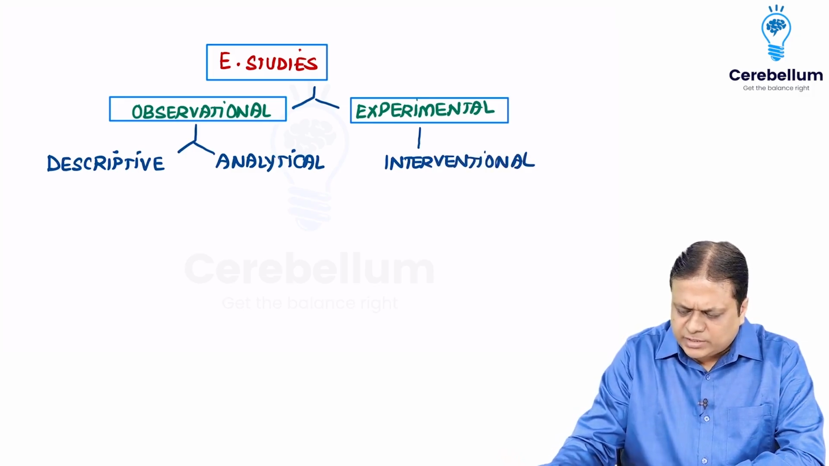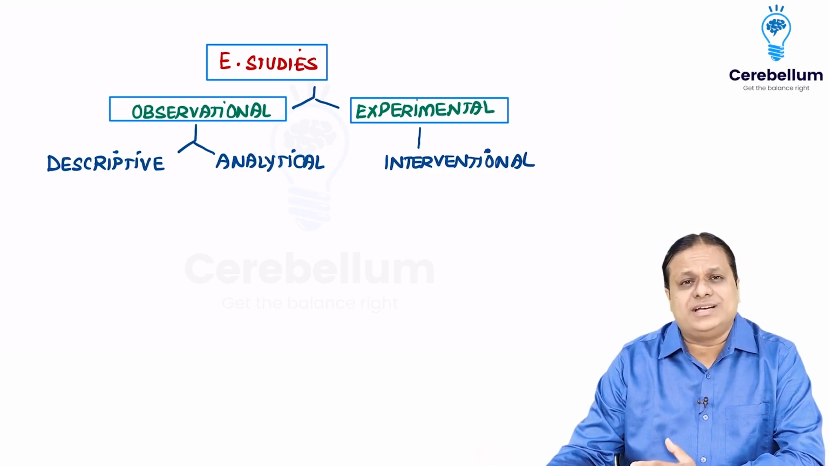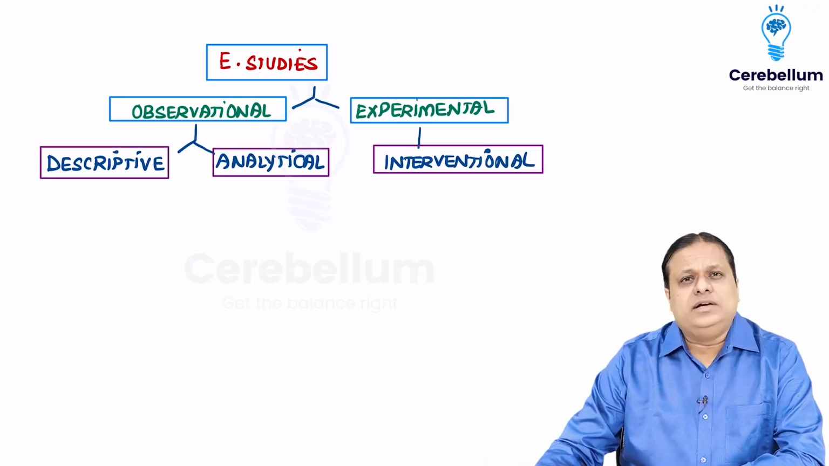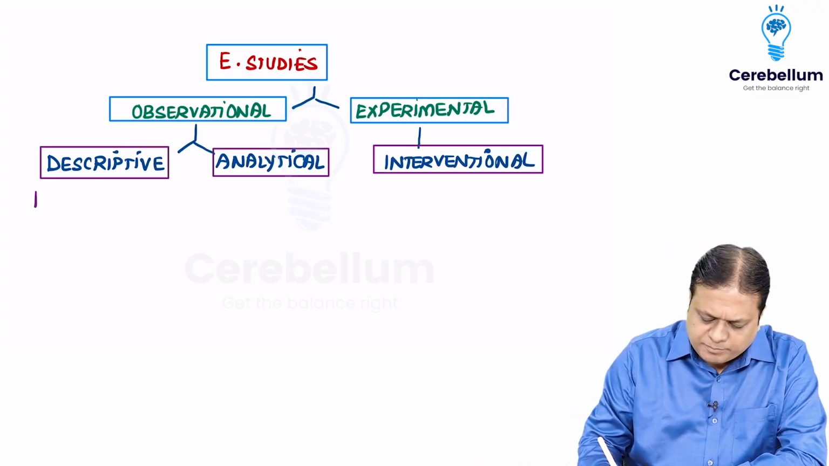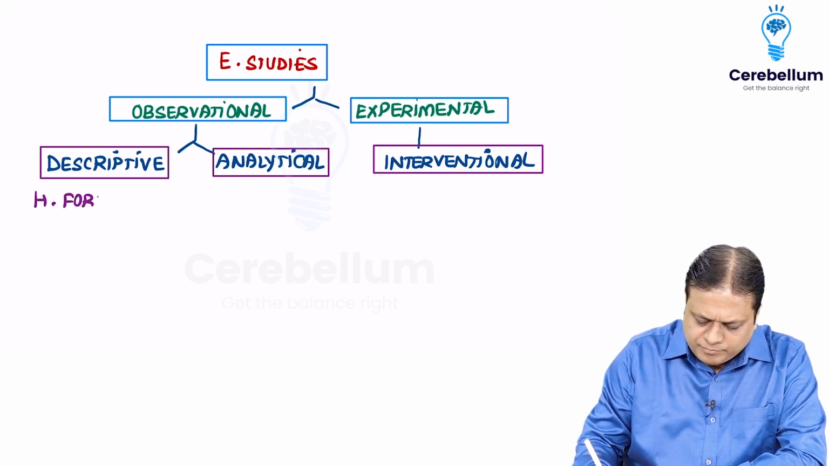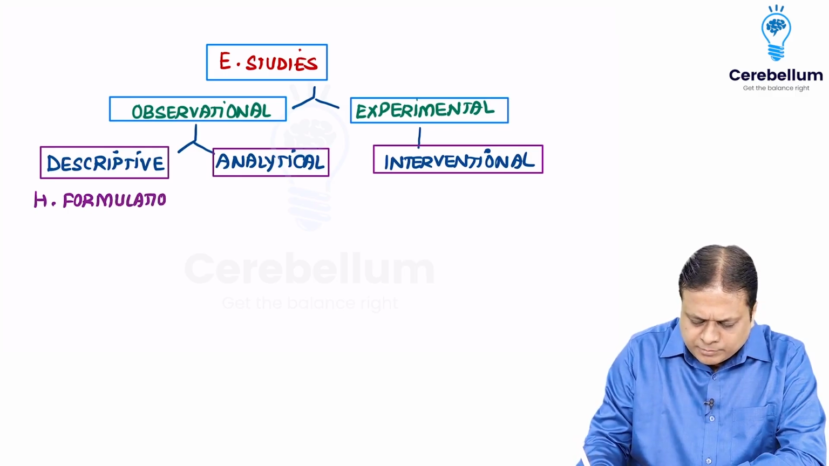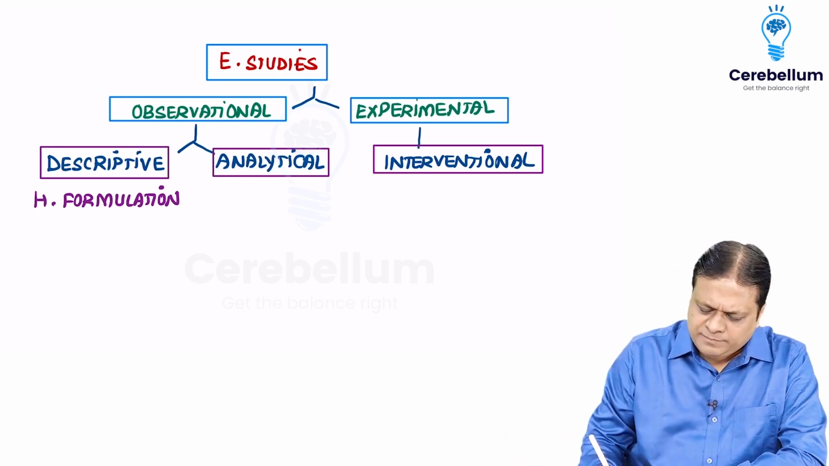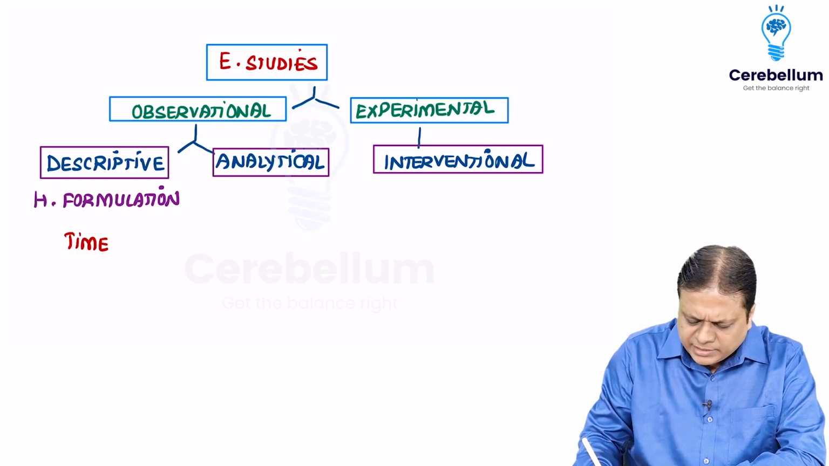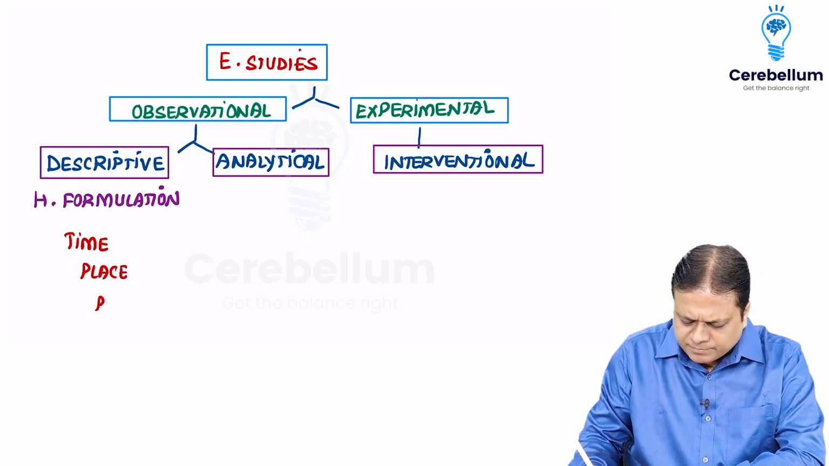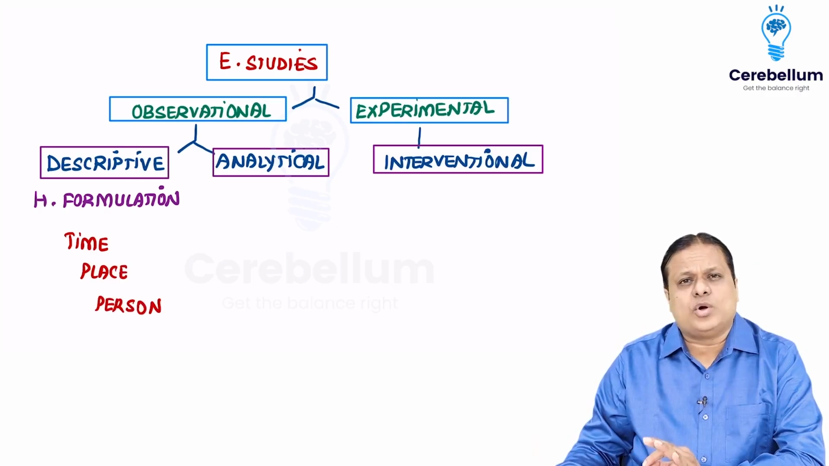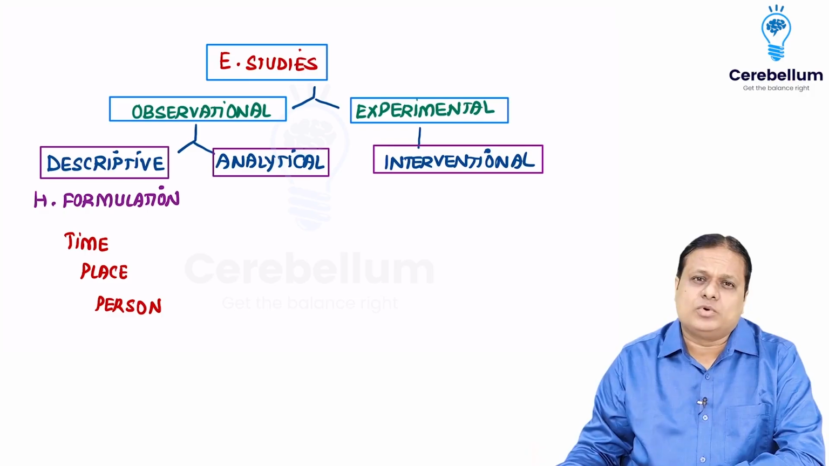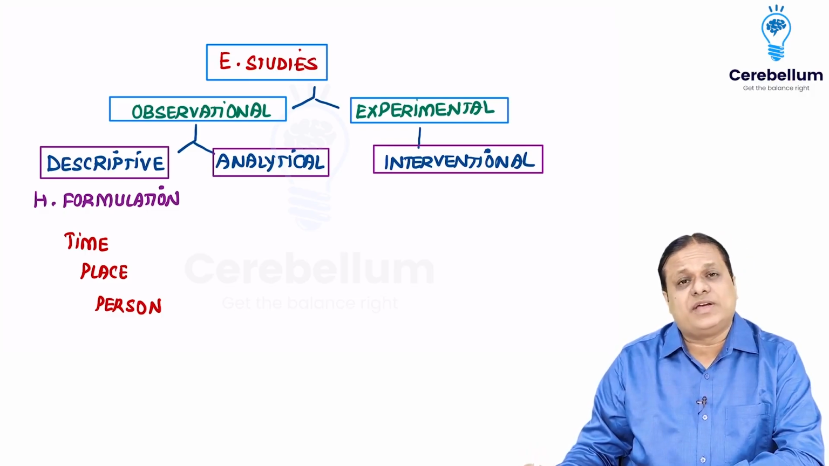Now, first let us look at what these types of epidemiological studies are meant for. What is their use actually? Descriptive studies are used for hypothesis formulation, making a hypothesis. Possibly smoking is the cause of lung cancer. How can we do this? We can do this by taking any small study design. Only thing, that hypothesis should be made in time, place, and person. Possibly lung cancer, which is the second most common cancer of male population in India in 2024-25, is caused by smoking. So it has time, place, person besides risk factor and disease.